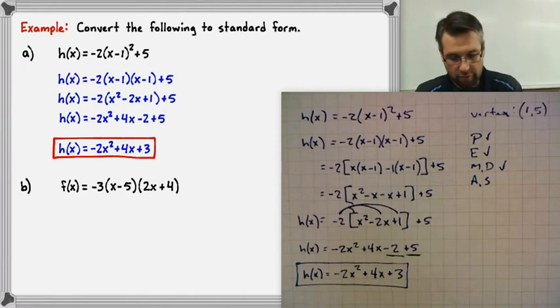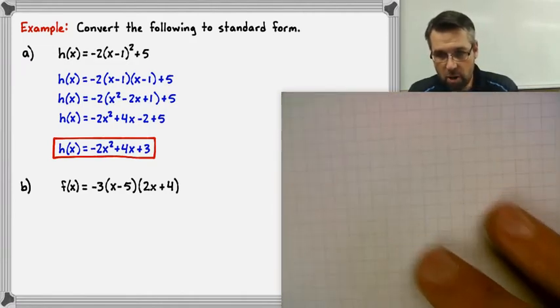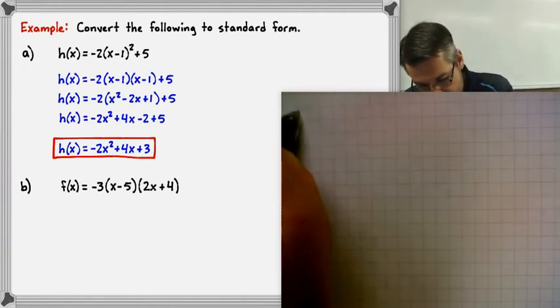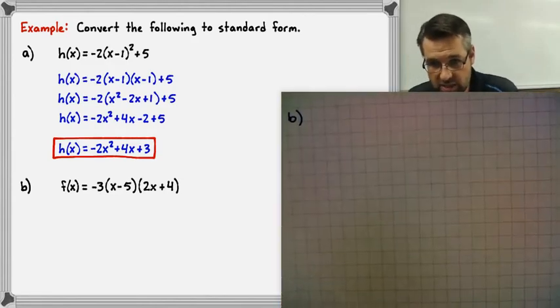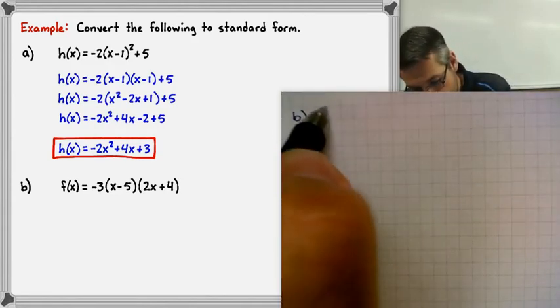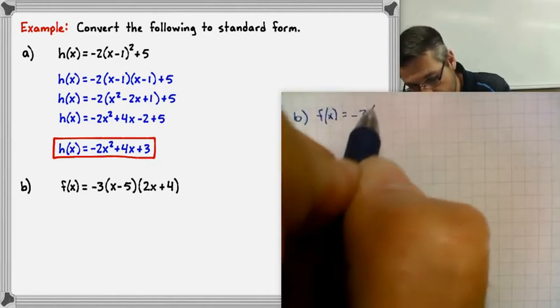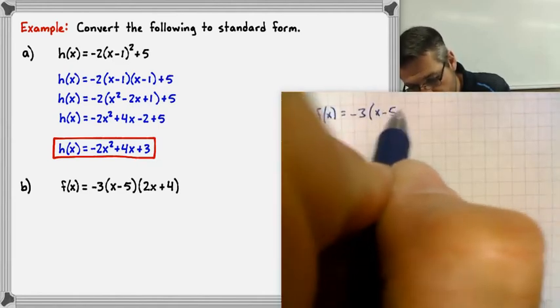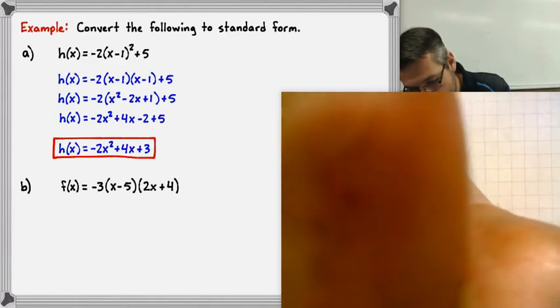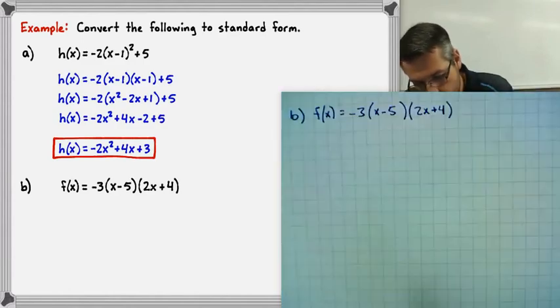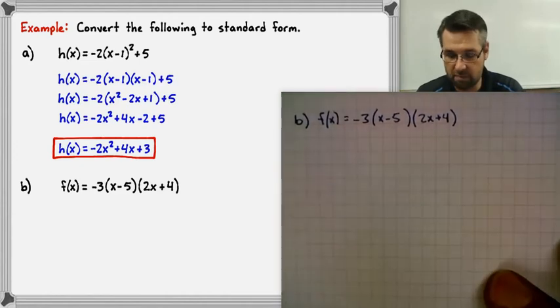Okay. For part B, it is asking, again, to put it in standard form, but you'll notice that this is not vertex form. This is factored form. So we're going to approach this a little bit differently than we would with the vertex form. But the process ultimately is going to lead to the same thing.